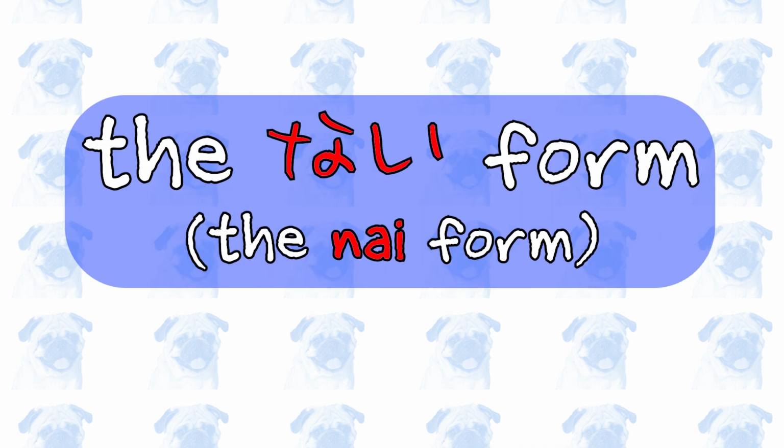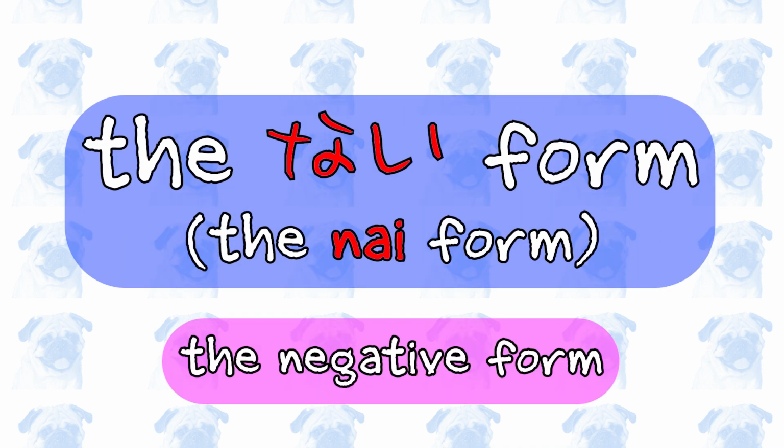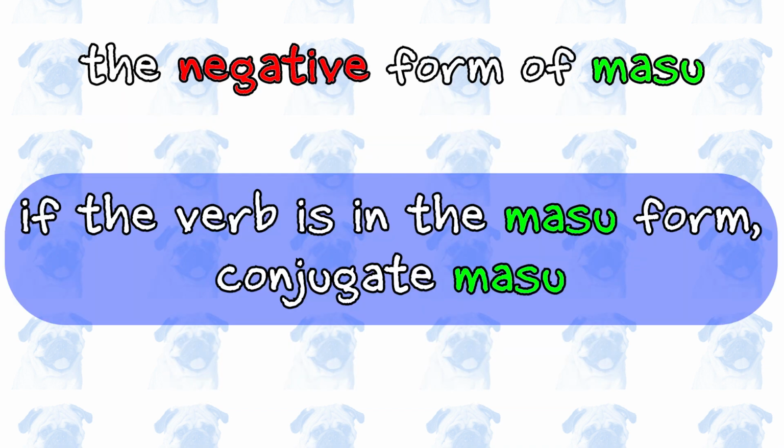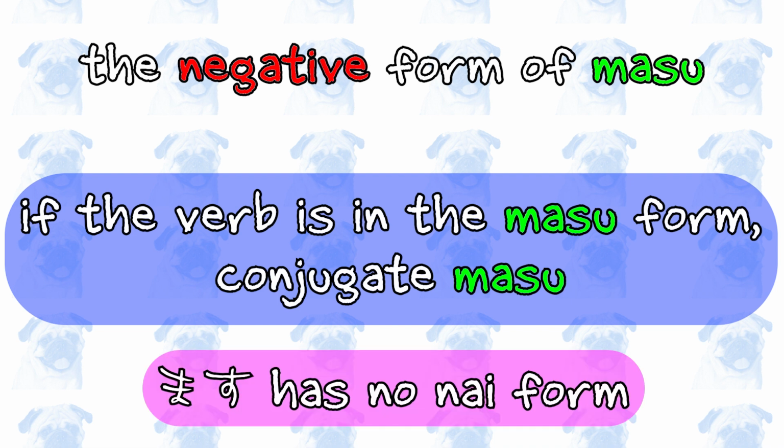The nai form of Japanese verbs expresses negation. In this video, you will learn how to turn Japanese verbs into their nai form. First of all, if a verb is in its masu form, you must conjugate masu into its negative form. Masu, however, does not have a nai form.